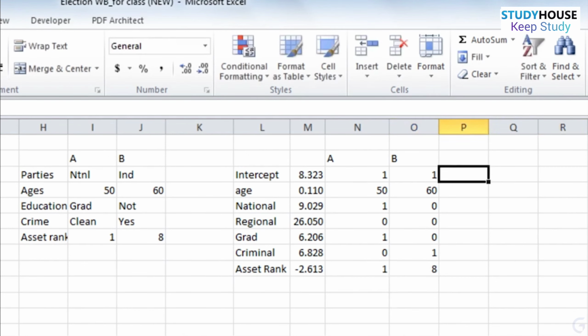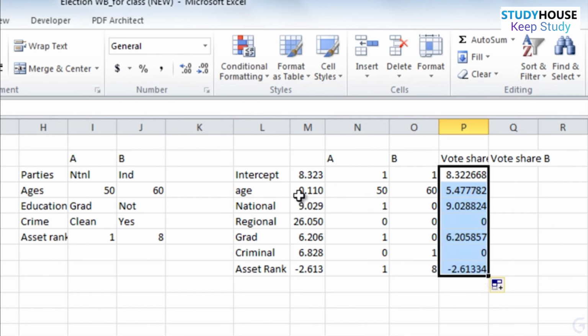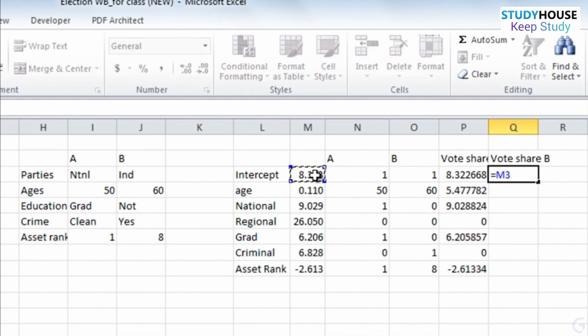So what is the vote share which we have? To get the vote share, it is going to be beta 0 plus beta 1 x1. So I'm doing the vote share for A. Vote share for A. And similarly, I'm doing vote share for B. And all I need to do now is replicate this formula, which is this times this. And I drag it, because each of the terms is nothing but beta 1 x1, beta 2 x2 for A. And similarly for candidate B, I do this.